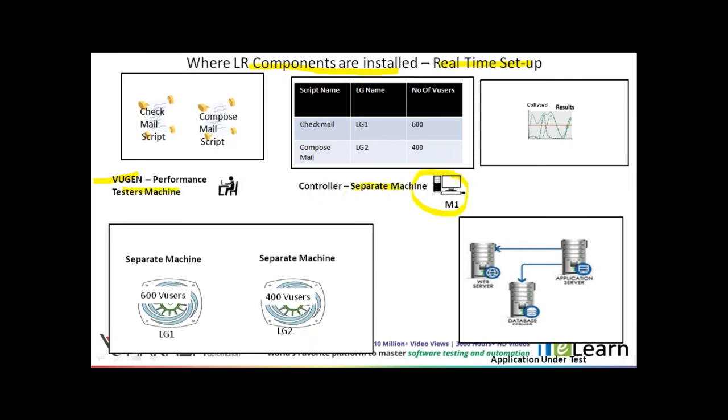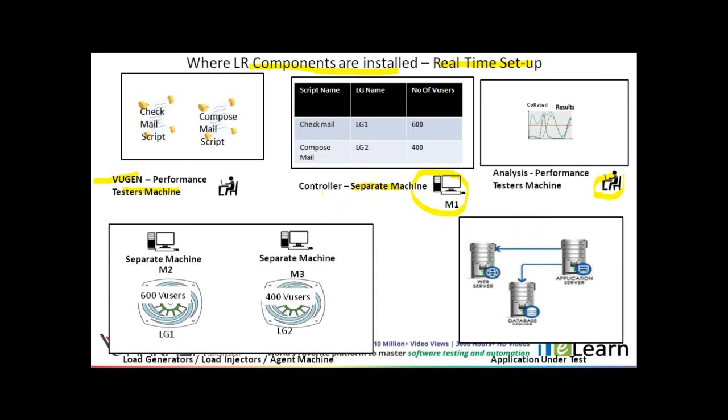Like, you take any desktop or any machine and you install the controller on it, and analysis will be on the performance tester's machine only, and LGs will be on two different machines. And here I have two LGs, so two LGs are installed on two different machines. Okay, this is what happens in the real world, in the real-time setup.